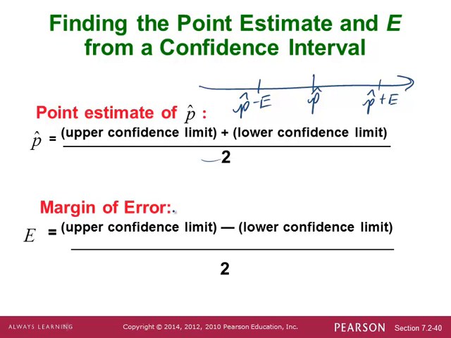Margin of error, well, look, the width of this interval here is going to be 2 times E, huh? So to figure out what E is, you just find the width of this interval by taking the upper limit minus the lower limit and divide by 2. All right, you'll have a chance to practice that on the homework, okay?